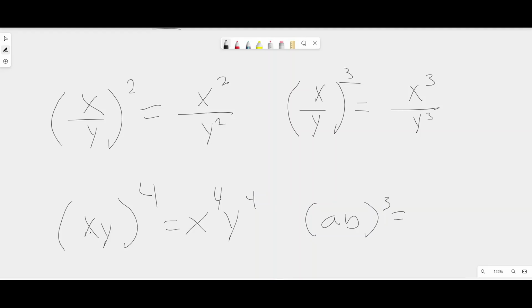Lastly, we'll be doing exponents when there is more than one variable in the parentheses. All you do here is distribute it as if they were individual variables. So xy to the fourth is x to the fourth times y to the fourth, or ab to the third is a to the third times b to the third.